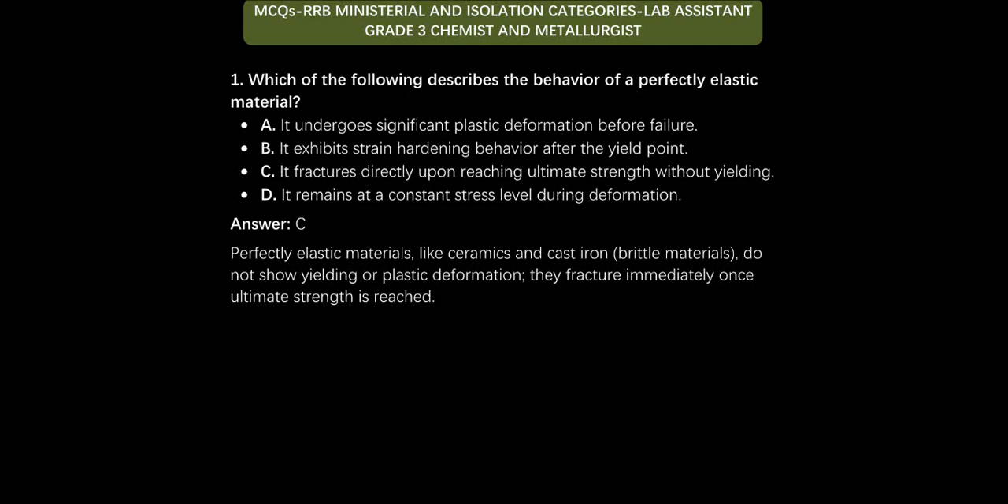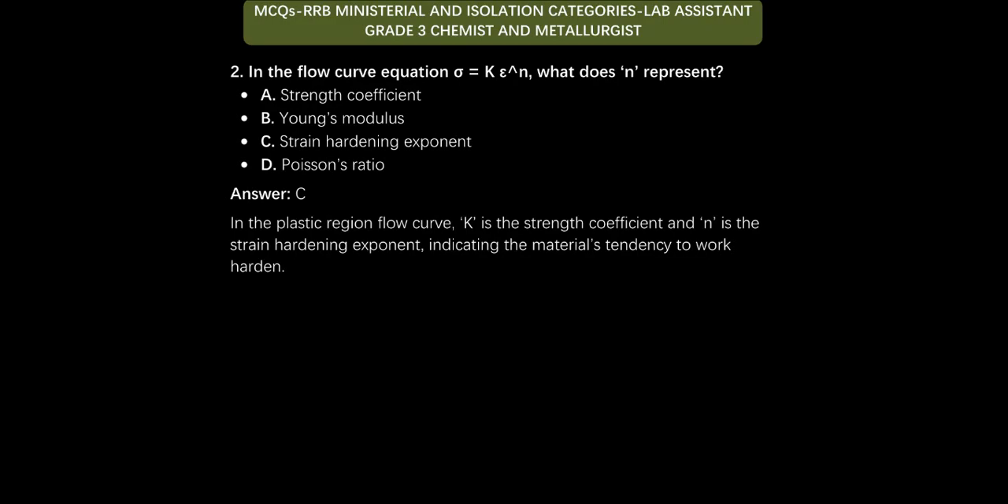Which of the following describe the behavior of a perfectly elastic material? Option C. It fractures directly upon reaching ultimate strength without yielding. In the following curve equation, what does N represent? Option C. Strain hardening exponent.